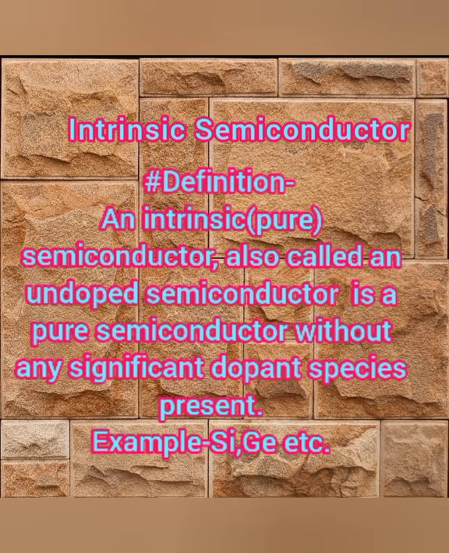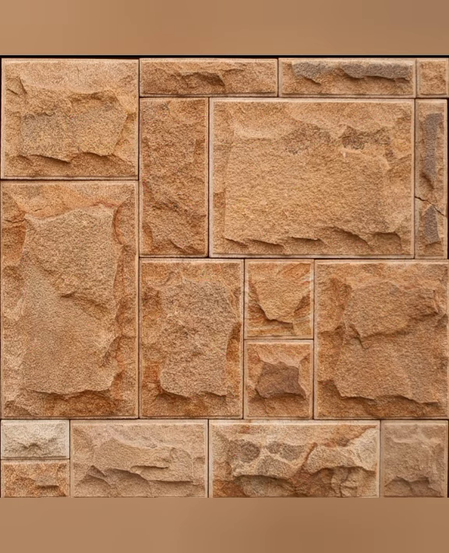is a semiconductor which is undoped and known as a pure semiconductor. There is no significant dopant species present. For example, silicon and germanium. If a semiconductor is pure, with no external material or impurities added, that semiconductor is known as intrinsic. So the first point is that the definition should be clear.